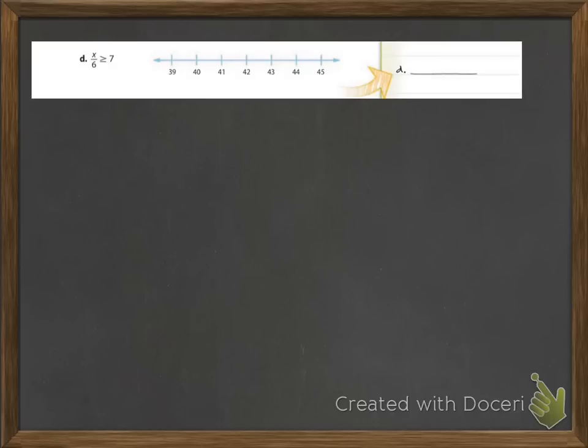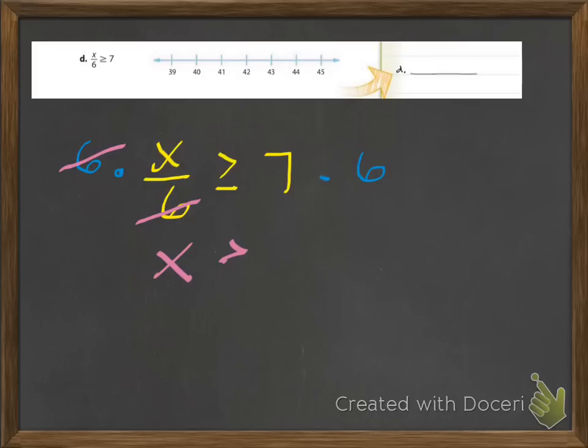All right, so for D, we've got x divided by 6 is greater than or equal to 7. So again, first, our variable is x. X is being divided by 6, so the inverse of that is to multiply by 6. So we're going to multiply both sides by 6. Cross simplify that. We're left with x is greater than or equal to 42.